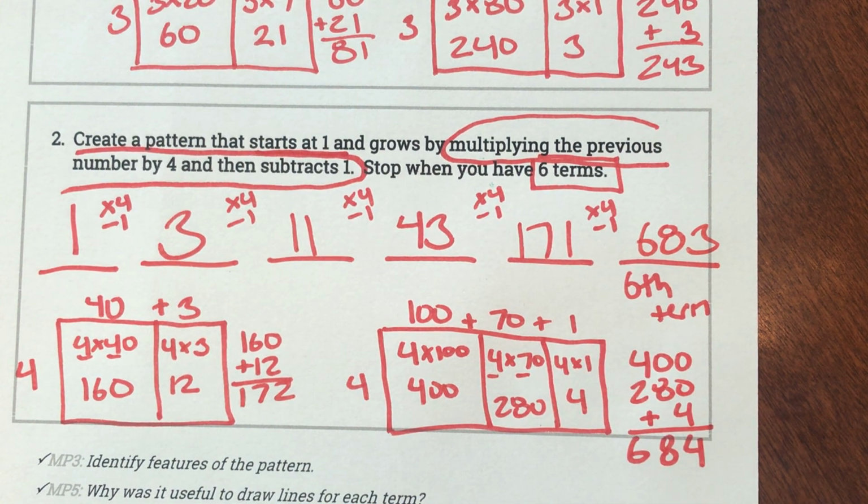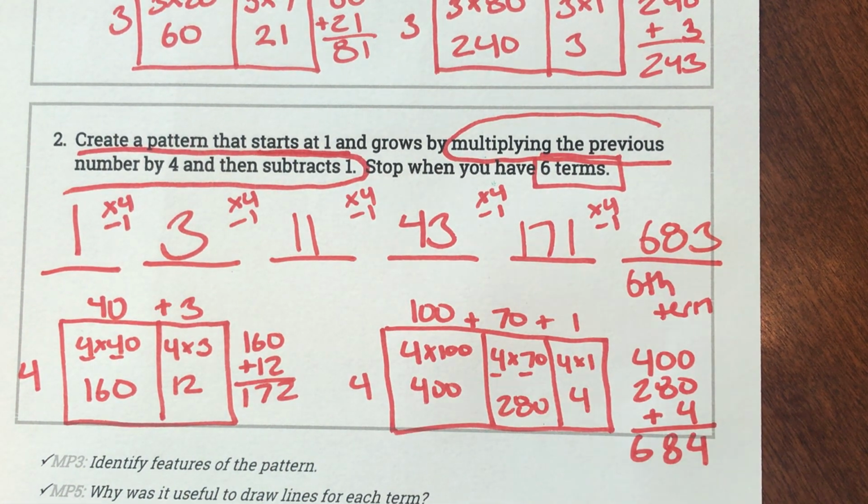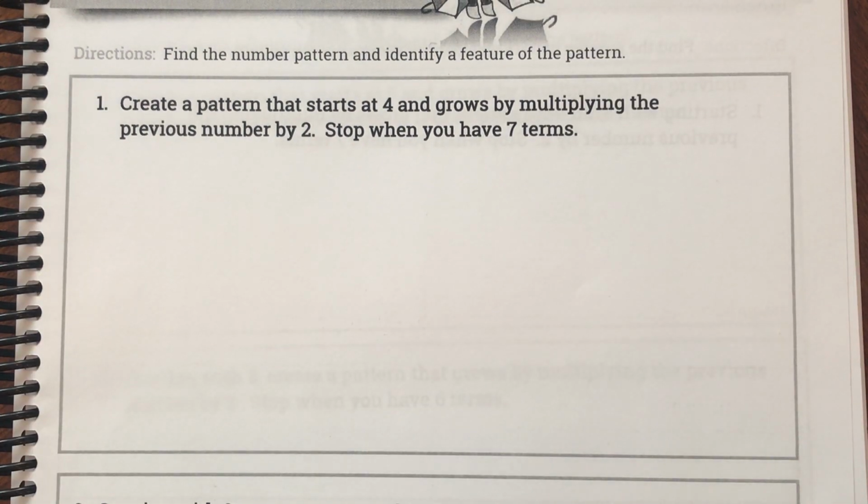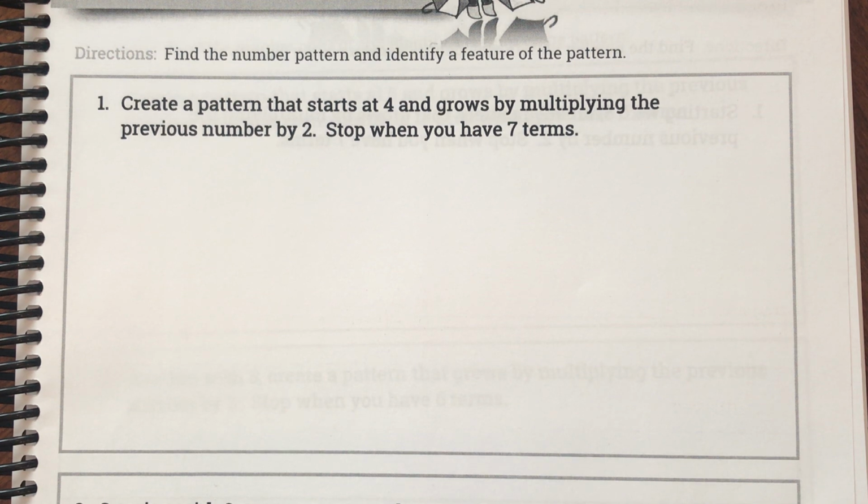Okay, so ladies and gentlemen, let's try some of these together. Notice how it was really crowded with my side work, which is all this extra work that was required. You can always use scratch paper if you need to. Okay, we are on page 164. If you can turn to page 164 and join me. Okay, our question says, create a pattern that starts at 4 and grows by multiplying the previous number by 2. Stop when you have 7 terms.